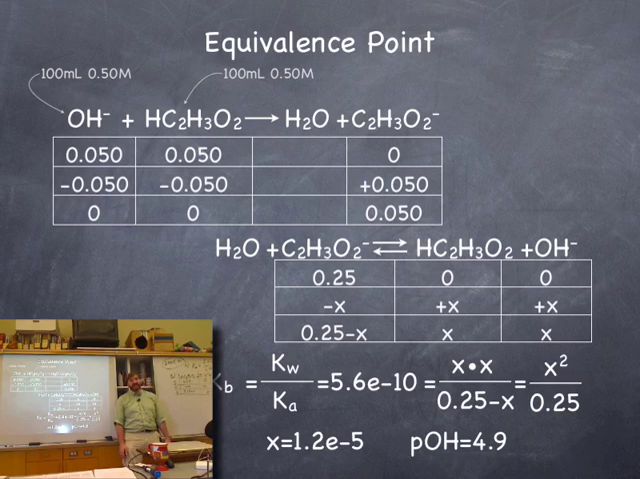14 minus pOH equals pH. Calculating the pH during a titration is a stoichiometry problem and then an equilibrium problem. So it's not at all unusual for us to be asked, what's the pH at the equivalence point? And then we have to do a stoichiometry problem and then an equilibrium problem.